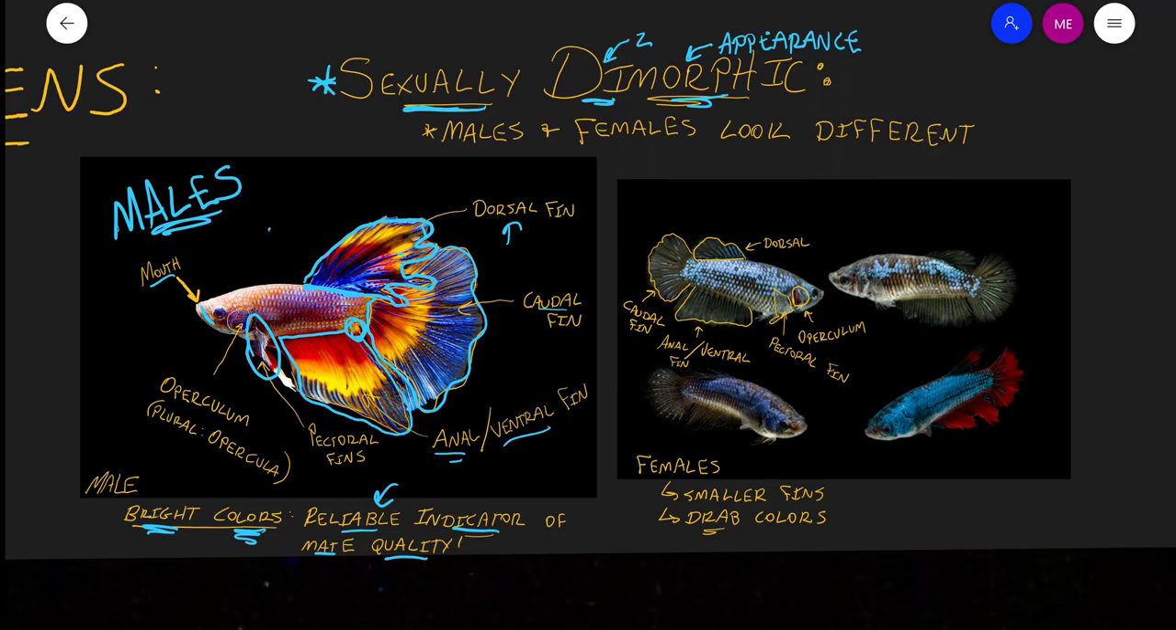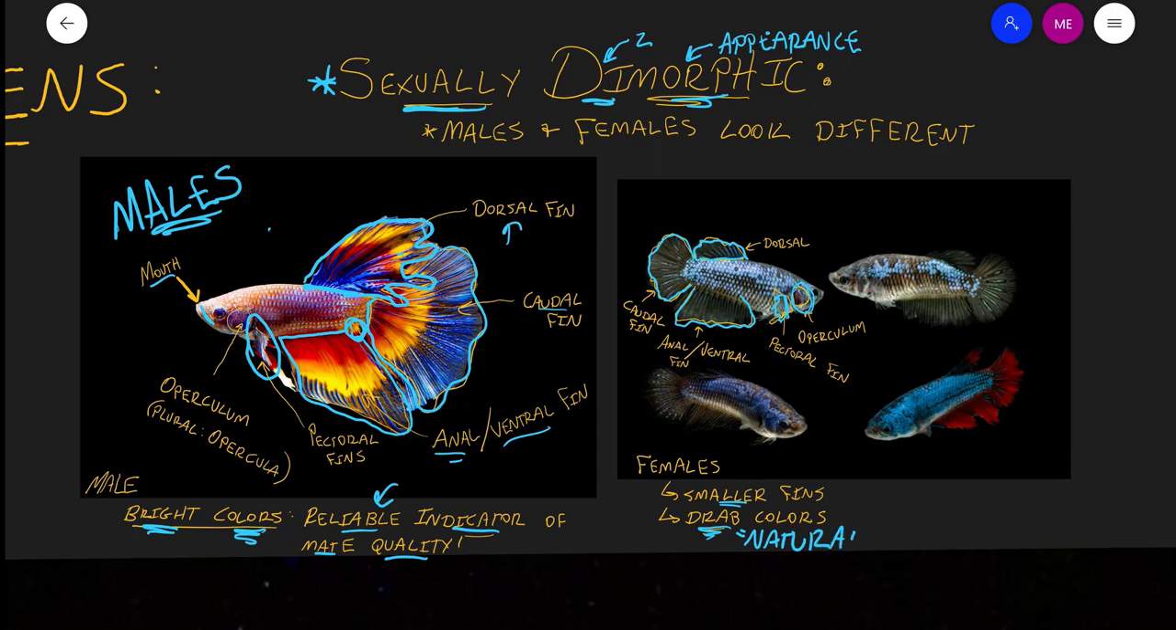Females have all of these different fin types as well, but notice how different they are in shape and color. The caudal fin and the anal fin are much smaller, as is the dorsal fin, and they're very drab. There's a pectoral fin here too, it's just tiny, it's right there. And these females also have the operculum, but they're not going to use it the same way as the males. Okay. So females have smaller fins, and they're drab colors. Drab means more natural. Okay?